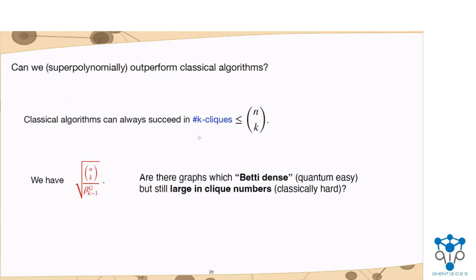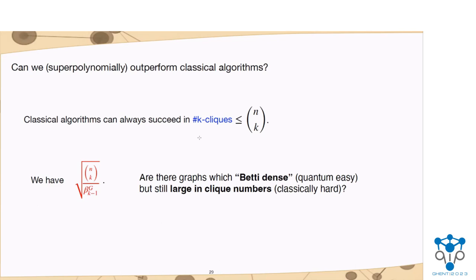So we're interested in the following. The classical algorithm, we say, can always solve the problem in resources which scale as a number of cliques. This is sort of the space that you need, and also the time that you need to solve the problem using traditional methods, whereas quantumly we have this term here. And we want this thing to be significantly larger than this. So we're looking for graphs which are large in clique number, yet beta dense, so that the beta number is close to the combinatorial coefficient.